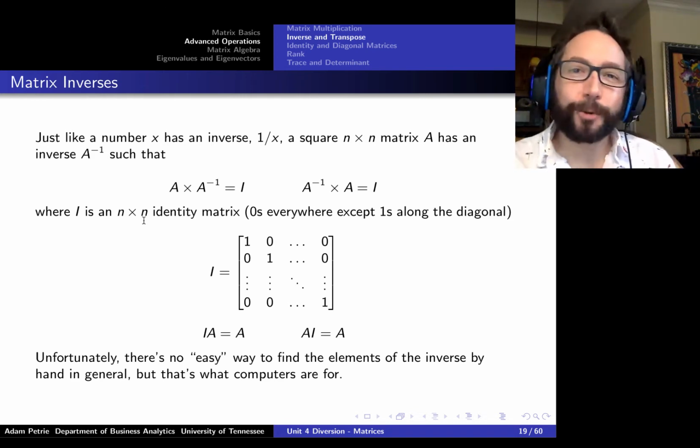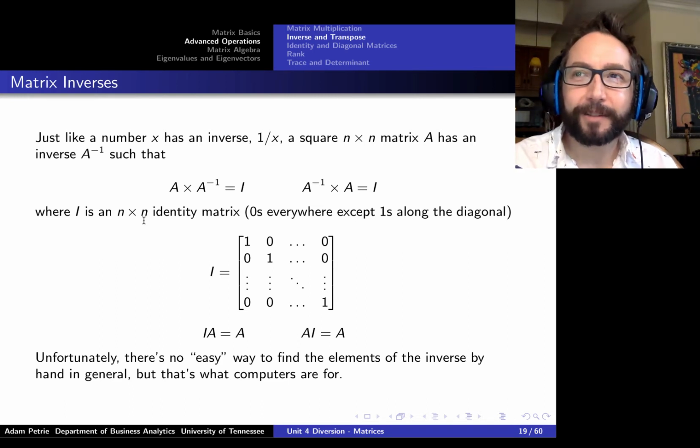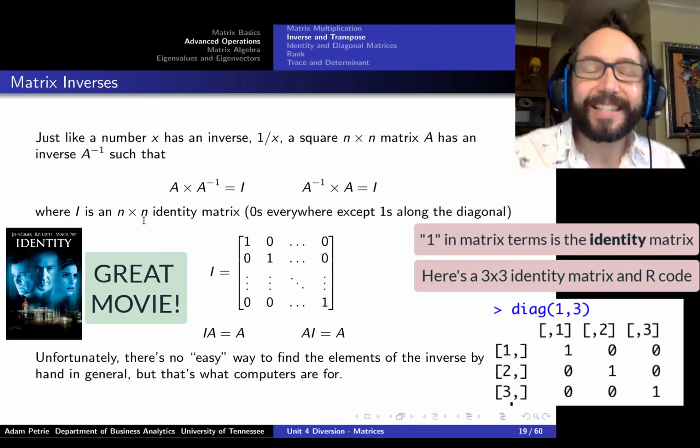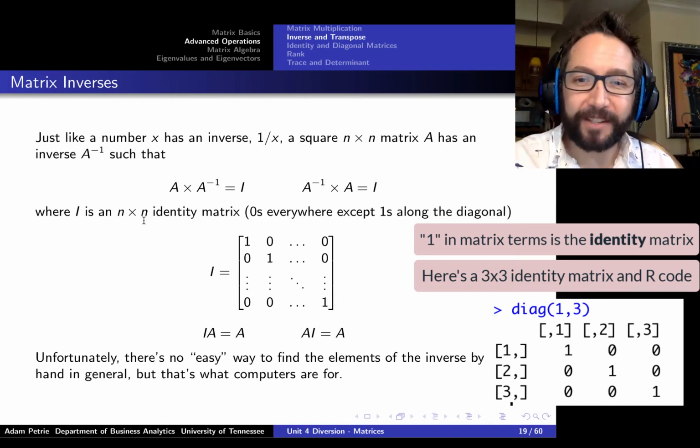So it'd be a natural thing to ask, okay, well, what's going to be the inverse of a matrix? Well, I guess I should define what 1 is in terms of a matrix. 1 we're going to refer to as the identity matrix, basically a diagonal matrix that's square that only has 1s along the diagonal and 0 everywhere else here.